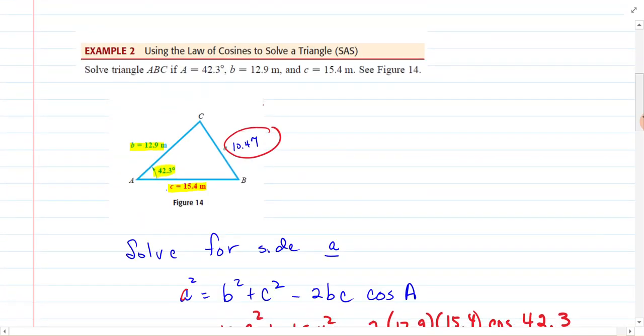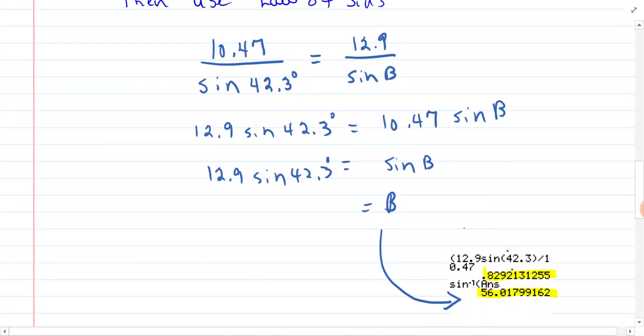Once you have that side, you can use law of sines to get the rest of the items that you need for the triangle. So once you get down to here and sine B is equal to this, you plug that in, you get 0.89 with a lot of digits. Do inverse sine of that answer and you get 56.017. And so we have solved the triangle by using law of cosines and law of sines. And that's what we'll probably be doing in our problem set. Let's go check that out.